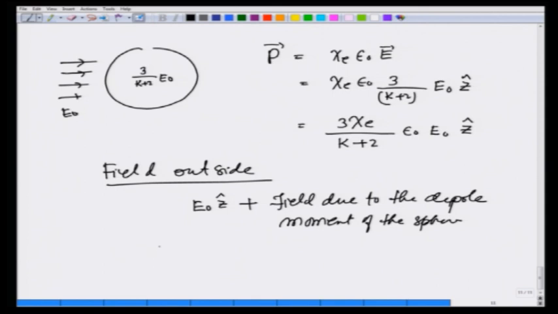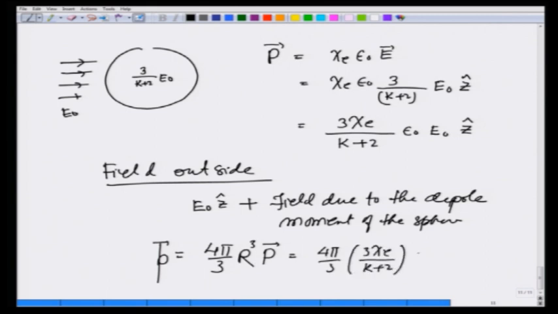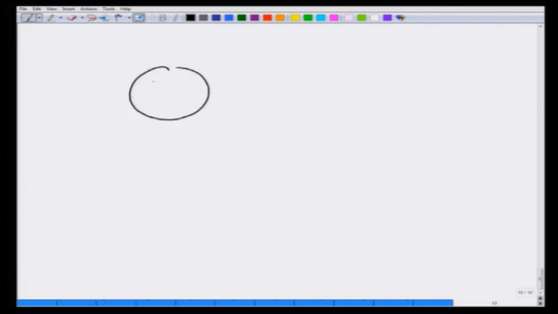What will be the dipole moment? Dipole moment P will be equal to 4 pi by 3 r cubed times the polarization, which is 4 pi by 3 chi e over k plus 2 epsilon 0 E 0 in the z direction. You add that field, and the final picture that emerges is that this field is weak inside, and outside there is going to be a field like this, because the dipole field is going to be added to the applied field.